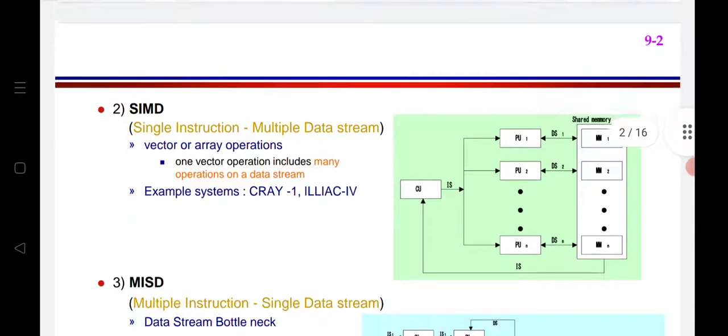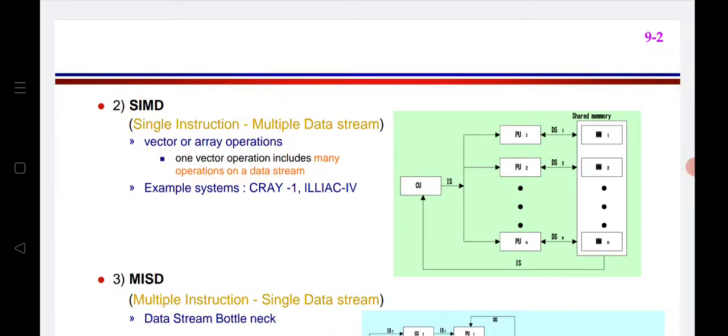Next one is what? Single instruction and multiple data stream. Single instruction and multiple data stream is nothing but vector or array operations. We are going to have vector or array operations.